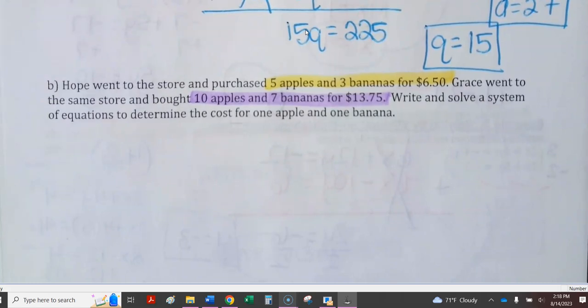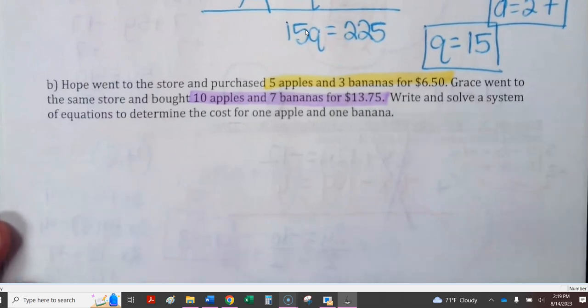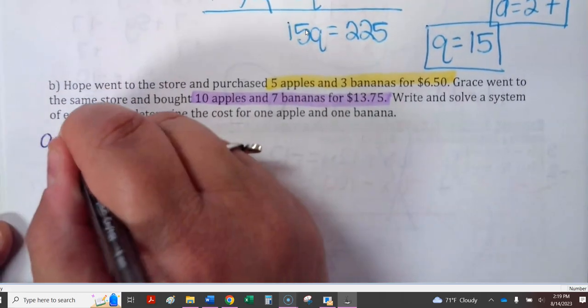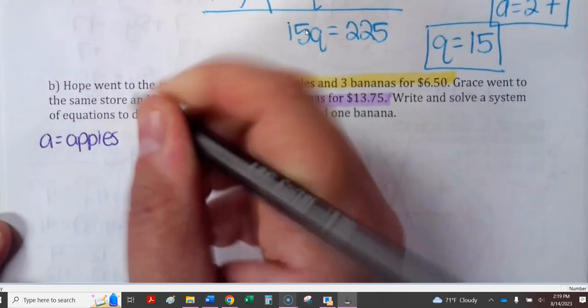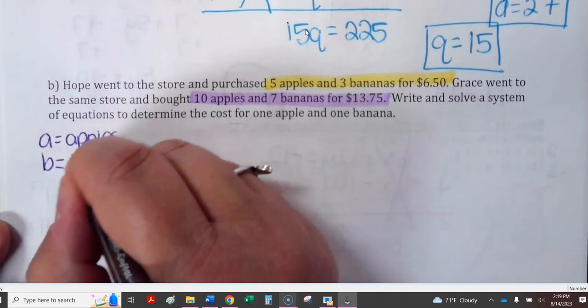So it's 2 separate sentences, and they're each going to give us an equation to set up our system. We got 2 variables. We got apples and bananas, and we're going to find the cost for just one of each. So just so we all have the same thing, let me let A be apples and B represent bananas.